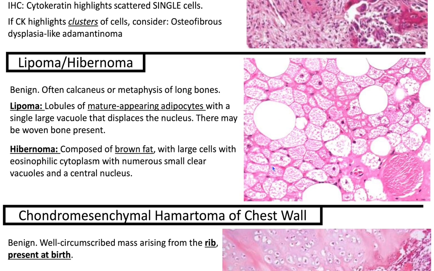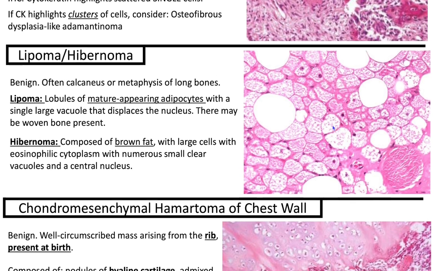Lipoma, hibernoma, these are benign. Lipoma, you'll see mature appearing adipocytes with a single large vacuole that displaces the nucleus. And then hibernoma is composed of brown fat with large cells with eosinophilic cytoplasm with numerous small clear vacuoles and a central nucleus. One of my favorite entities.